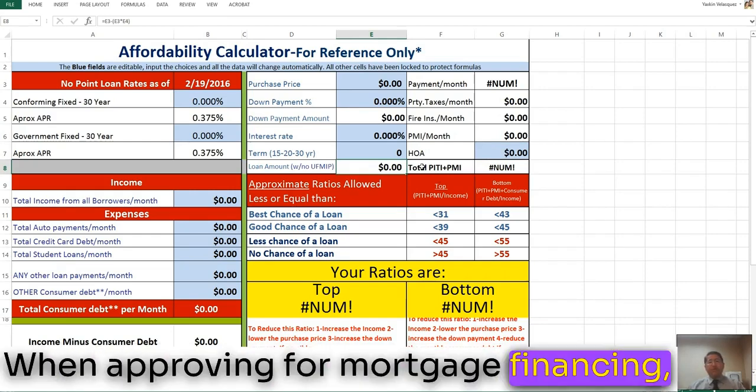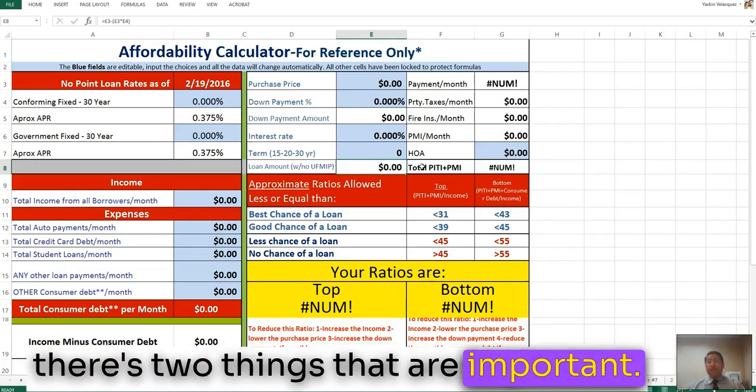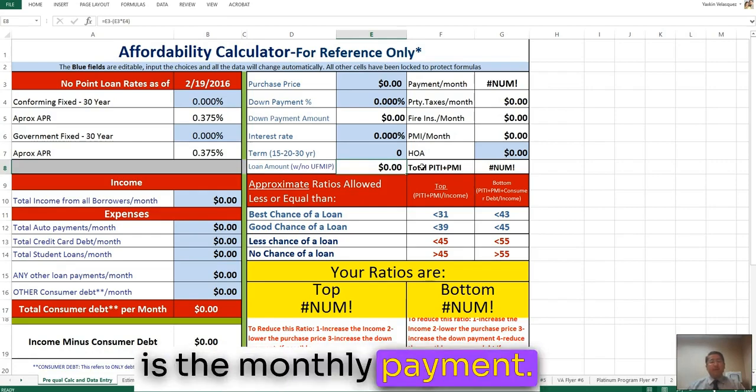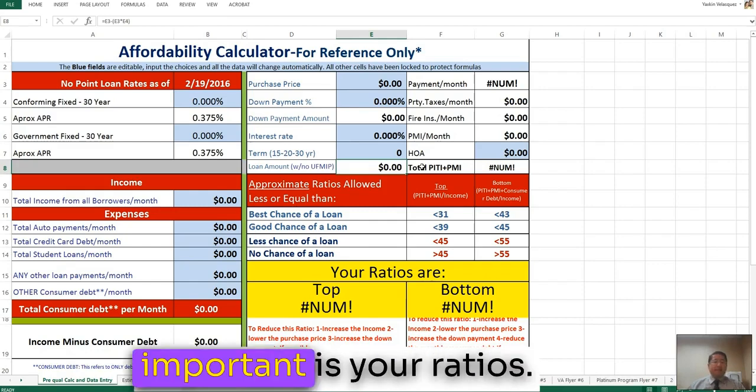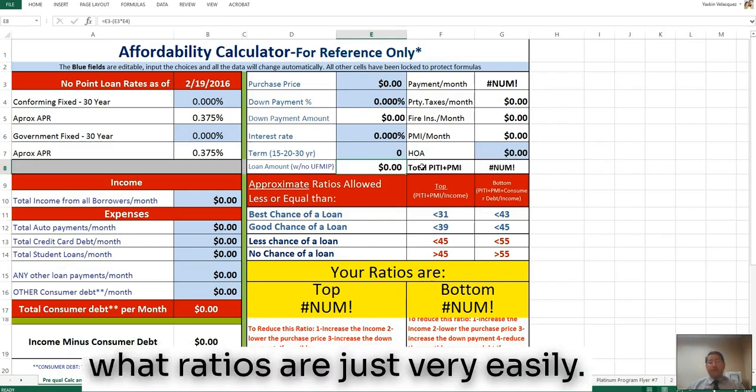When approving for mortgage financing, there are two things that are important. Number one, obviously, is the monthly payment. The other thing that is important is the down payment. And the last part that is important is your ratios. Now, let me explain what ratios are very easily.